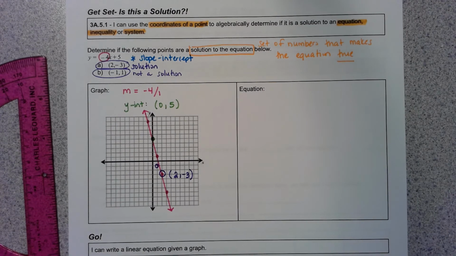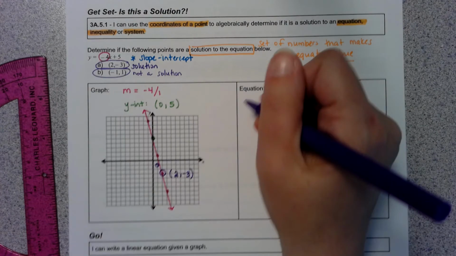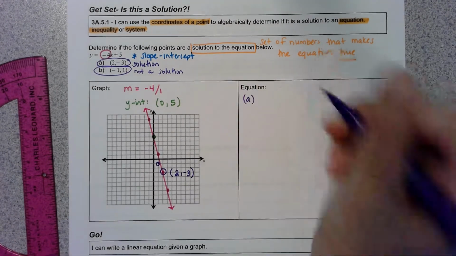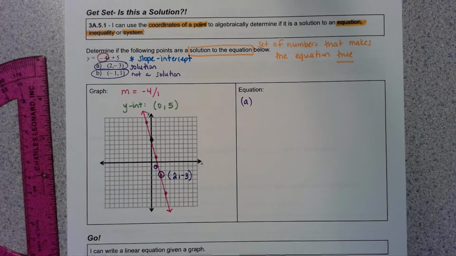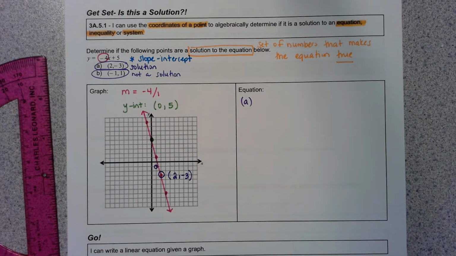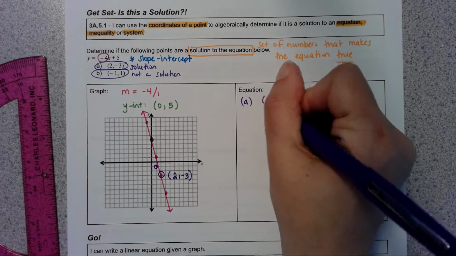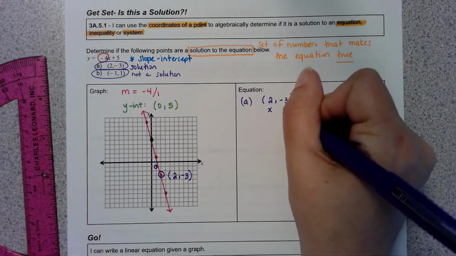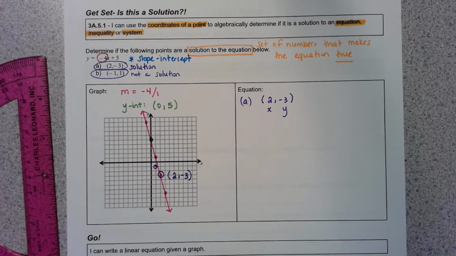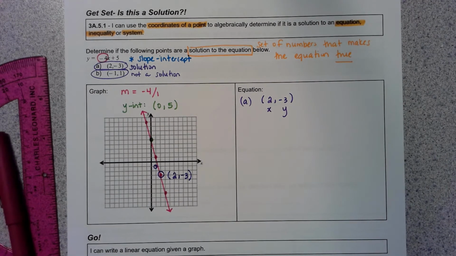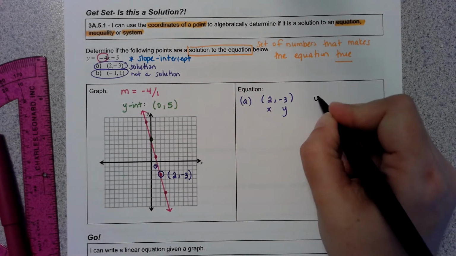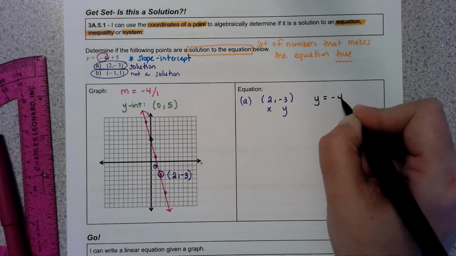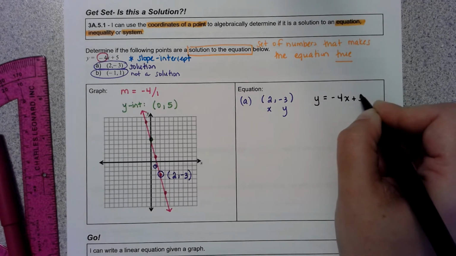Another option for figuring out if these are solutions or not is to use the equation. So if I wanted to check for letter A, whether the point (2, -3) was a solution or not, I could take the 2, which is x, and take the -3, which is y, and plug them into my equation. So my equation says y equals -4x plus 5.